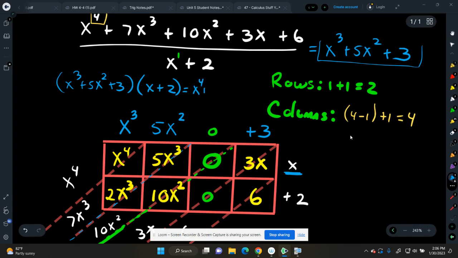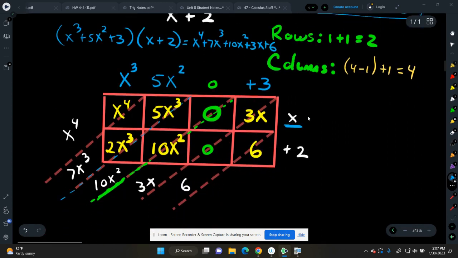There you go. x to the fourth plus 7x to the third plus 10x squared plus 3x plus 6. Okay? Tomorrow's quiz is going to be on this, on tabular division. Tomorrow's quiz will be on tabular division. The rest of today, I'm going to teach you synthetic division.